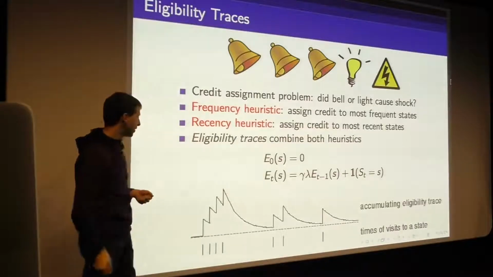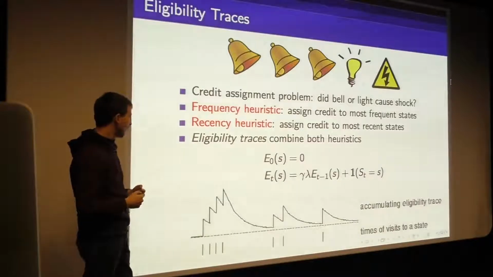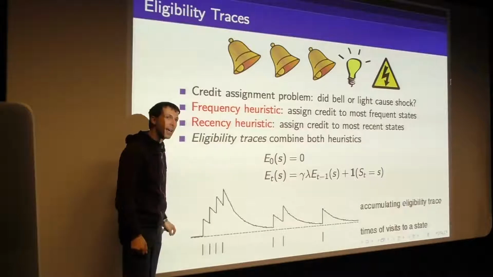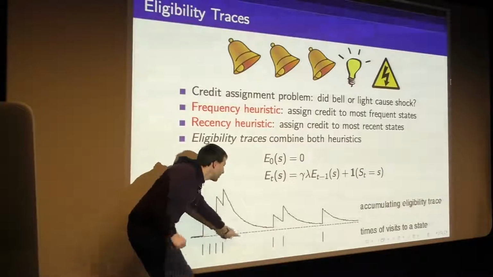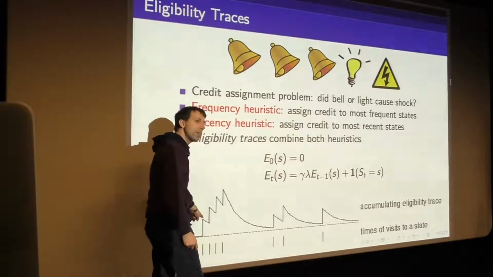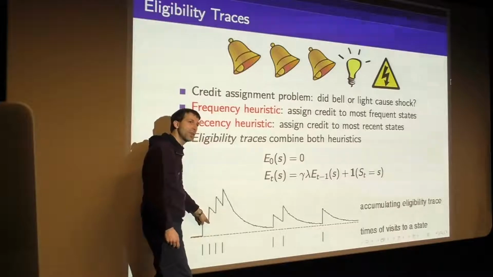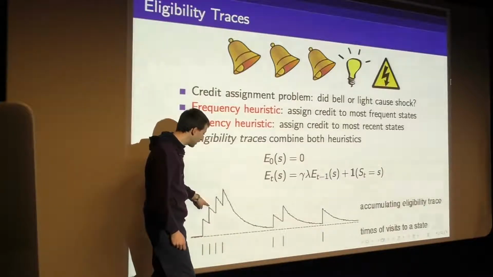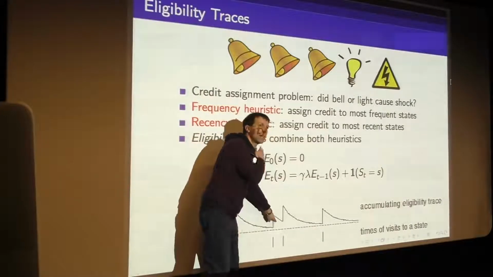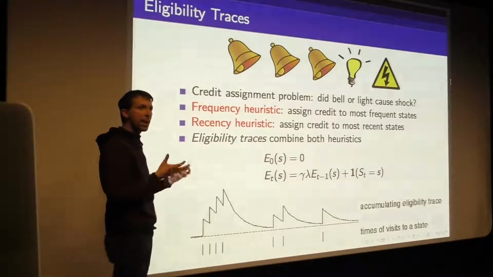What we do with eligibility traces is we look over time at the states that we visit. This is the eligibility trace for one particular state, and these are the moments at which we visit that state. Every time we visit that state, we increase the eligibility trace. And as we stop visiting it, we decrease the eligibility trace exponentially. So we see it, we increase it, we increase it again, and we don't see it for a long time, and it decays off. This gives us our frequency and recency heuristics combined together.